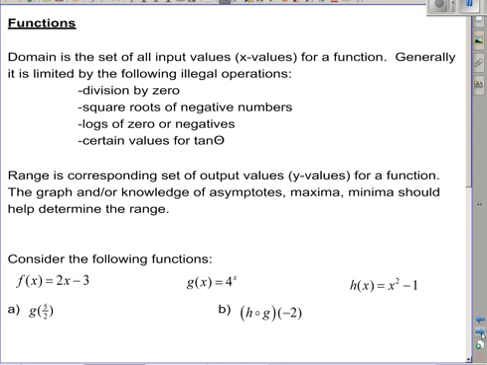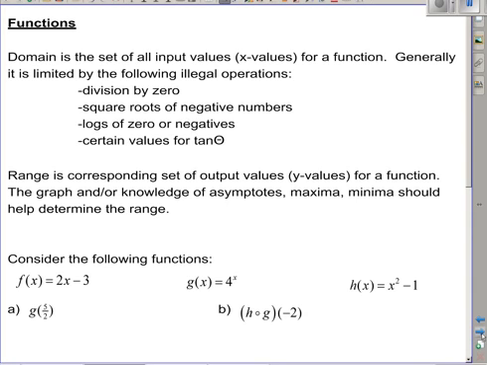Alright, functions. We need to know what domain and range are. So domain is basically the set of all permissible input values, or x values, for a function. It's generally limited by certain illegal operations. Hopefully by now you know you can't divide by 0. Square roots of negative numbers, because we're working within the real number system. Logs of 0 or negatives, and certain values for tangent of theta.